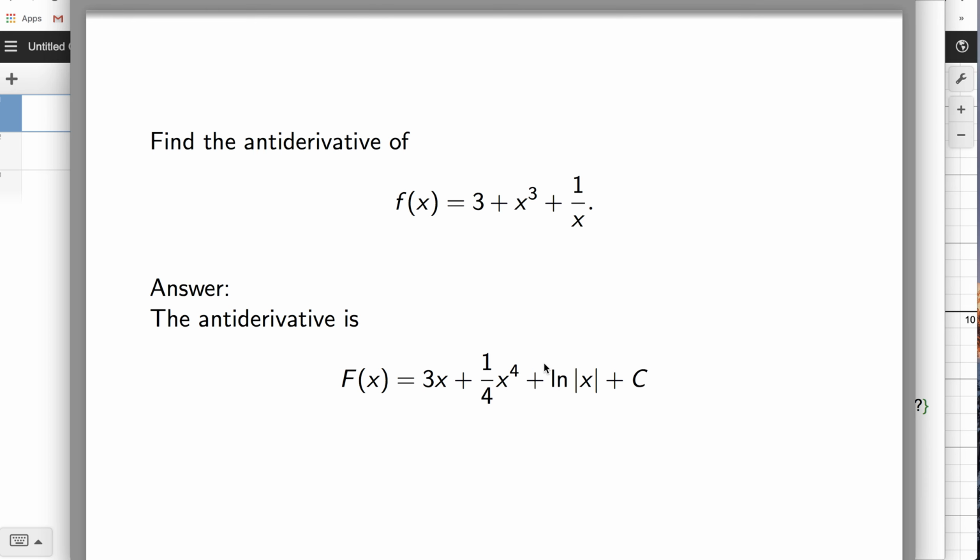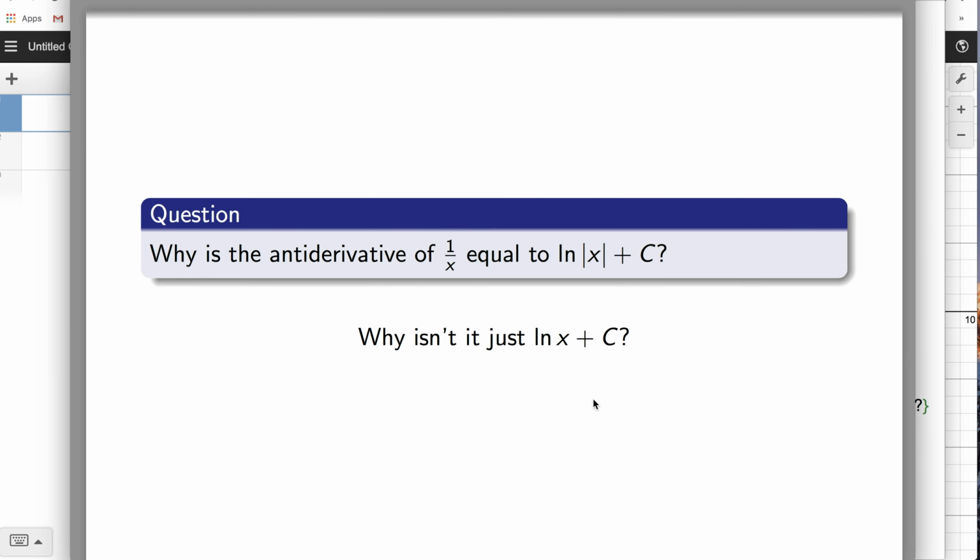And so today I want to focus on why this absolute value is appearing. Why is the antiderivative of 1 over x equal to the natural log of absolute value of x plus c, and why isn't it just the natural log of x plus c? The answer is that it's not anything major, it's just a slightly more general answer.